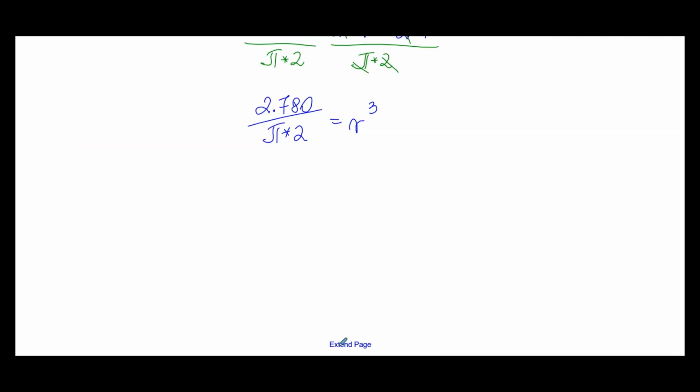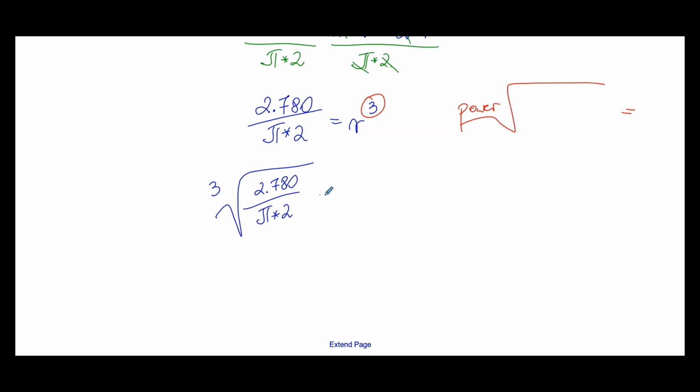Now, I want radius, not radius to the power of 3. How do I get rid of that power? That power tells me the number of the root that I have to take on the other side of the equation. So this time it is the third root, or as we know, cubic root. And then we put our number on the other side. All we have to do is put that in the calculator, press equal, and we write our answer, 0.76.